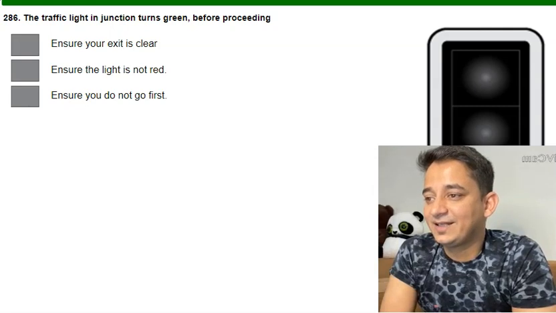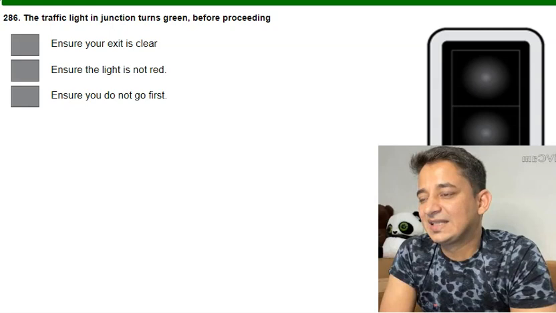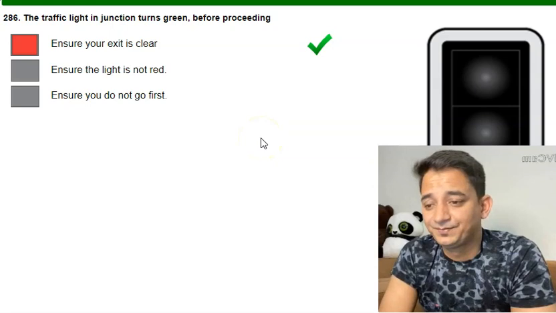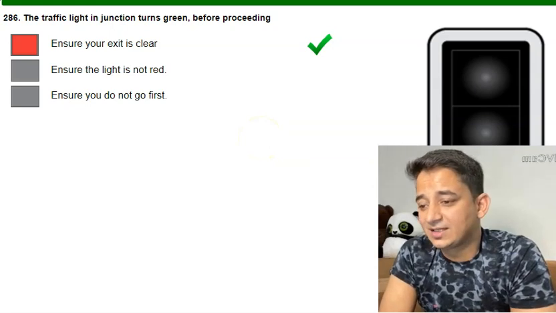The traffic light in the junction turns green. Before proceeding, ensure your exit is clear. Ensure the light is not red. Ensure you do not go fast. So we need to check if the exit is clear. That's why they put those yellow lines in the junction. If it is blocked, you should still wait.